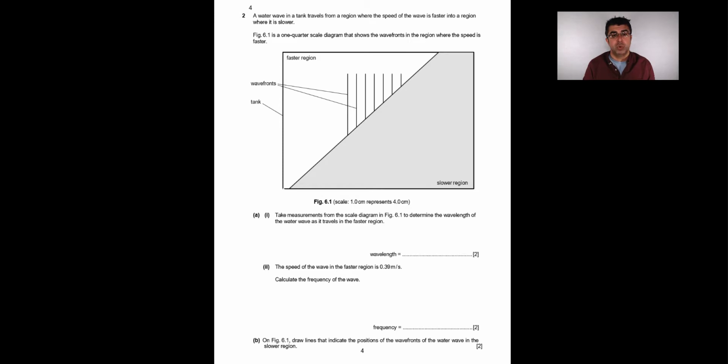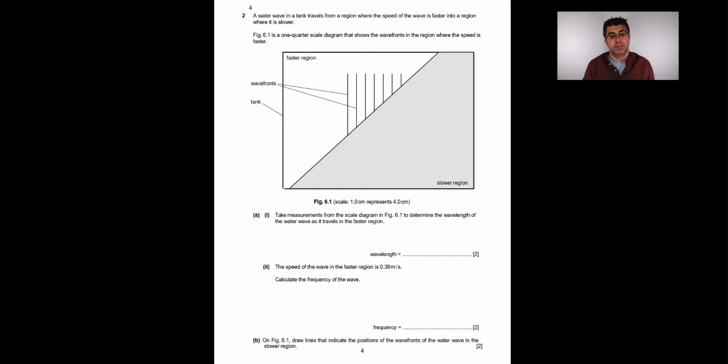Question number 2. A water wave in a tank travels from a region where the speed of the wave is faster into a region where it is slower. Figure 6.1 is a 1/4 scale diagram that shows the wavefronts in the region where the speed is faster. Take measurements from the scale diagram, figure 6.1, to determine the wavelength of the water wave as it travels in the faster region.